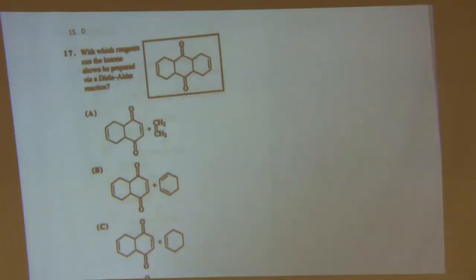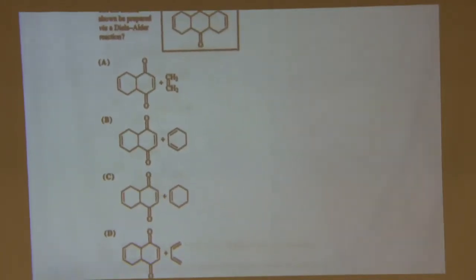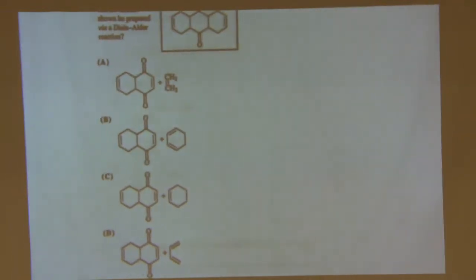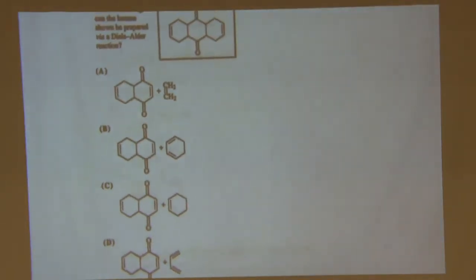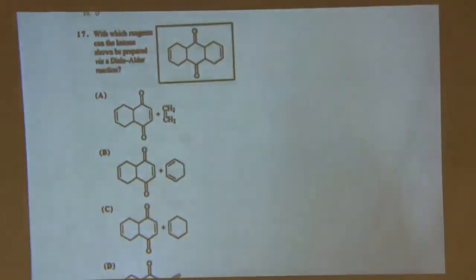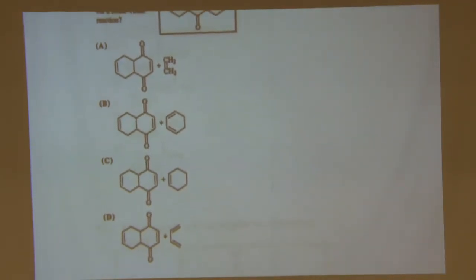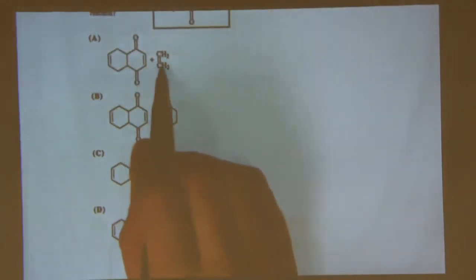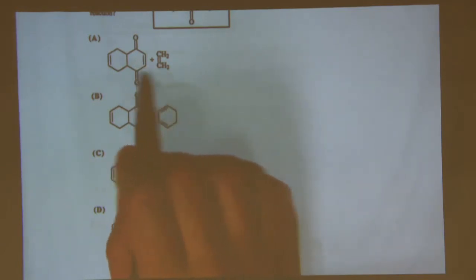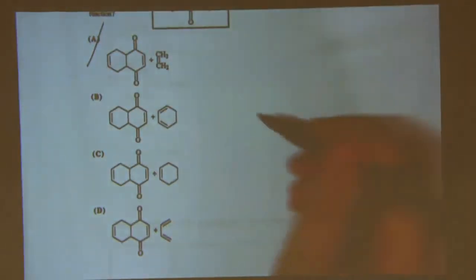With which reagents can the ketone shown be prepared via a Diels-Alder reaction? So we did Diels-Alder this semester, and we're trying to make this guy. How would you guys go about answering this question? What do you need to do a Diels-Alder reaction? Yeah, you need a diene and a dienophile. So that's something we can use. Are either of these a diene? No, right?